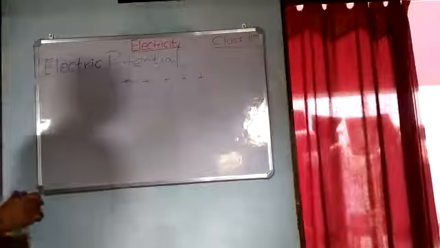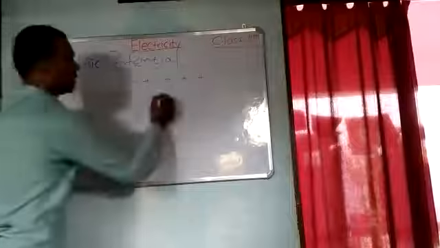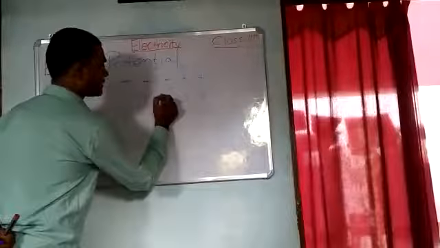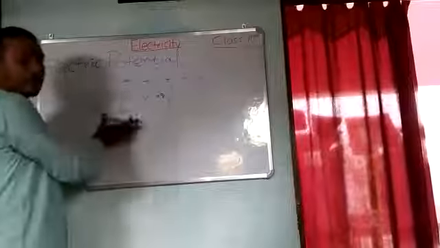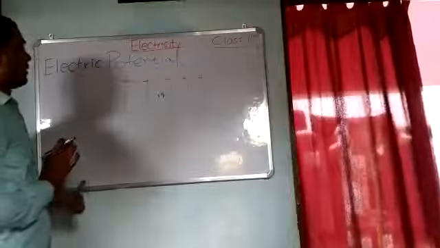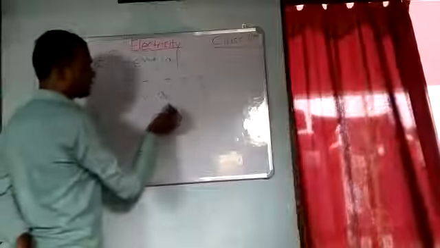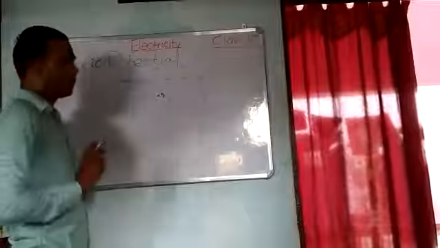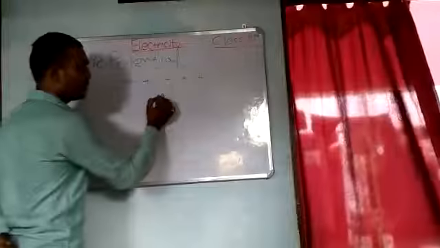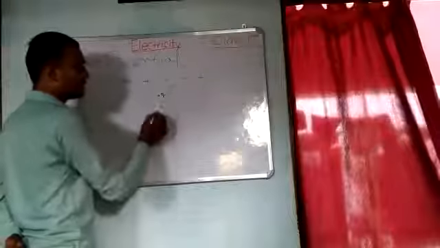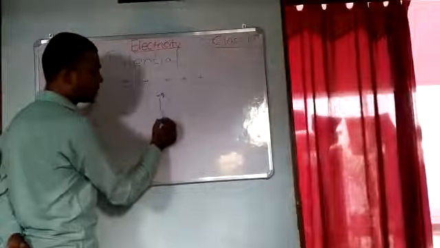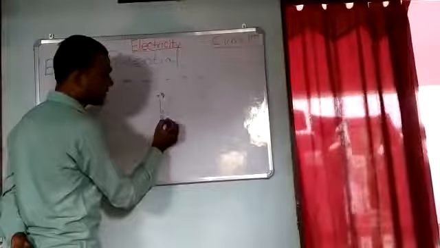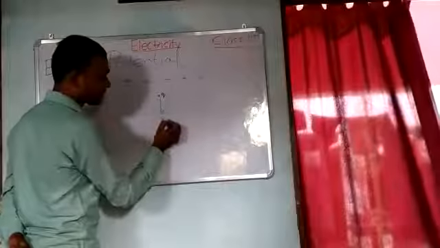If we put Q amount of charge in this circuit, then an electrostatic force acts on this charge, and this charge easily comes from here to here, containing kinetic energy.